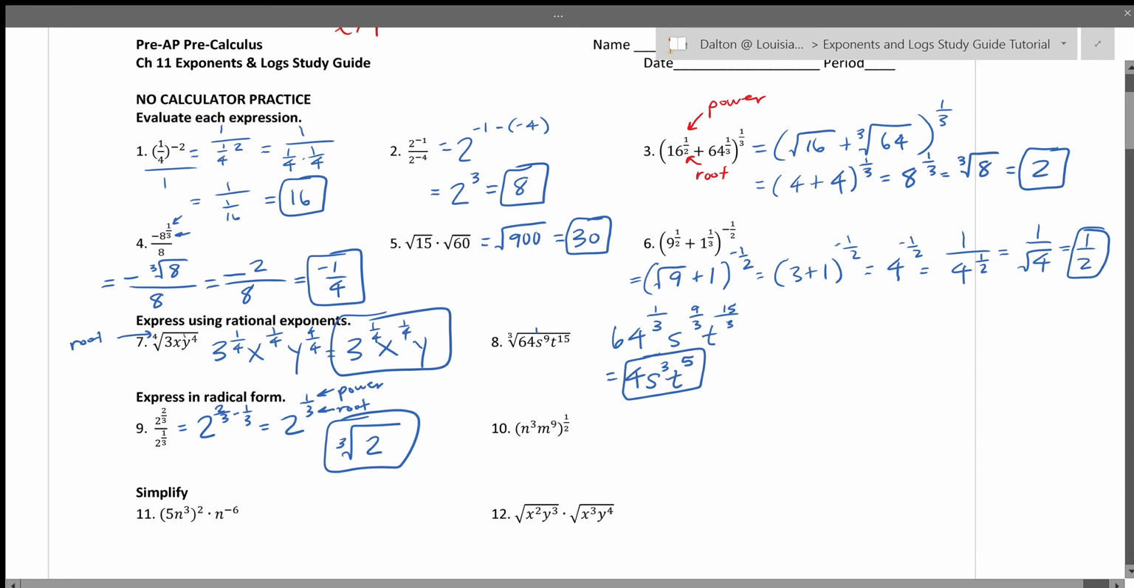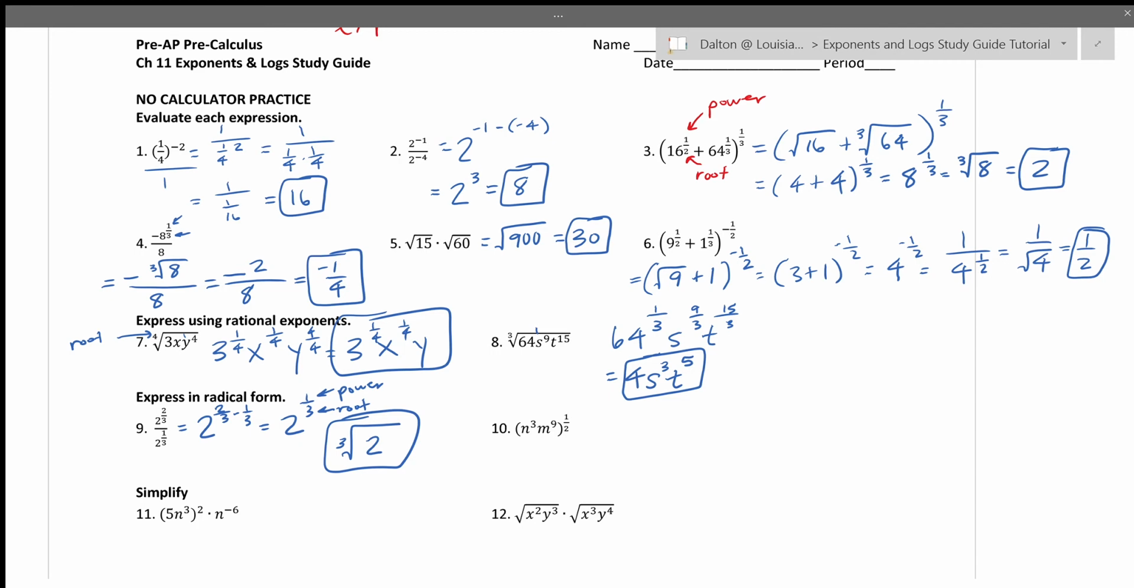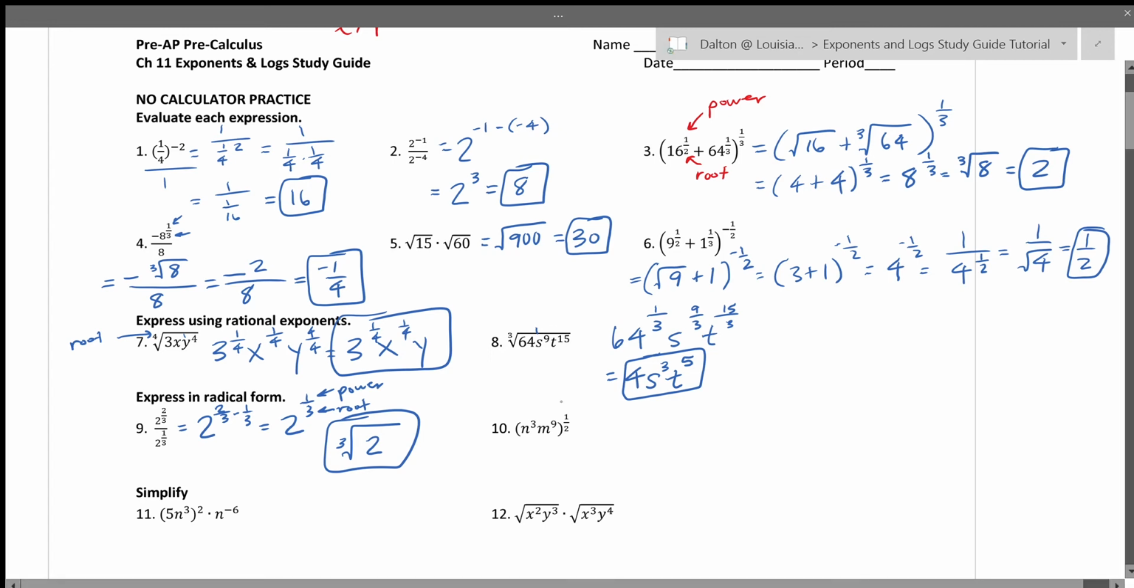Number 10, n cubed times m to the 9th, all raised to the 1/2 power. So you have a couple different choices. You can go ahead and distribute this 1/2 to each of those numbers. Or, expressing this as a radical, just do this outside rational exponent as the radical with 1 as the power and 2 as the root. If you do that, then this could be rewritten as the square root of n cubed times m to the 9th power. And that's that. That's as far as you need to go.